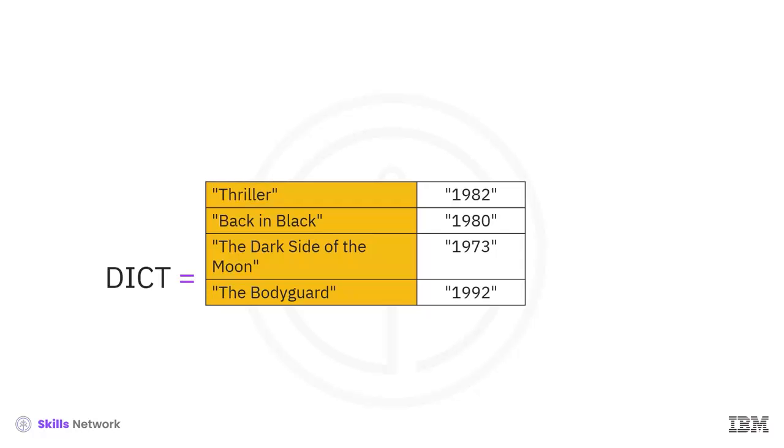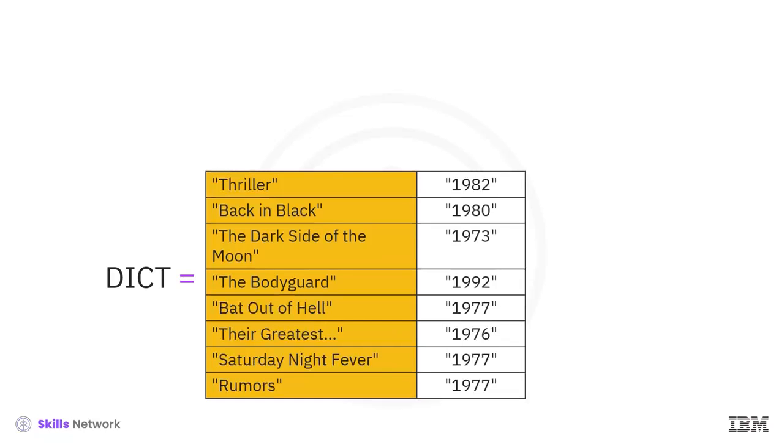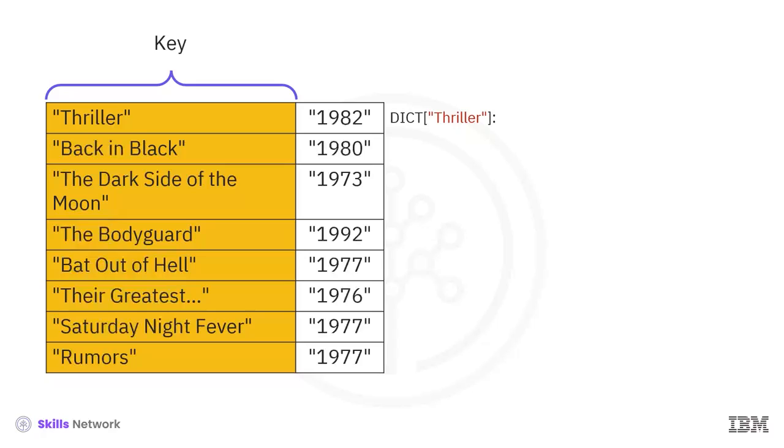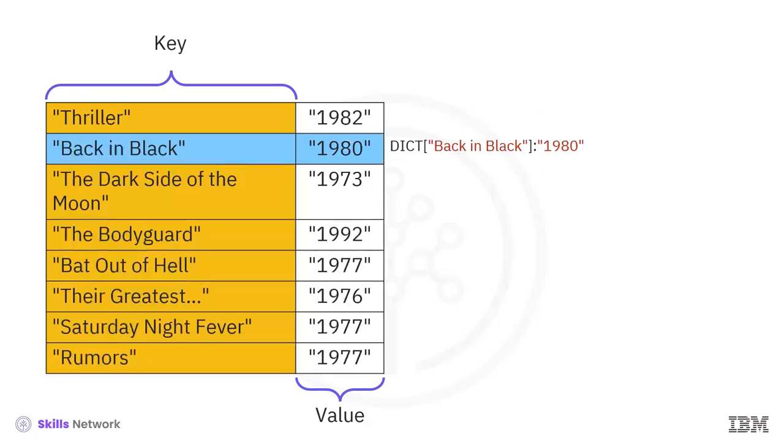We can add a few more examples to the dictionary. We can also assign the dictionary to a variable. The key is used to look up the value. We use square brackets. The argument is the key. This outputs the value. Using the key Back in Black, this returns the value of 1980.